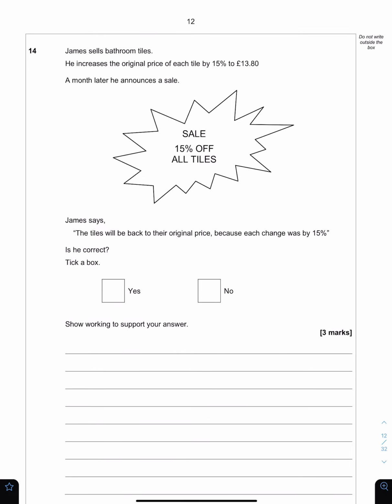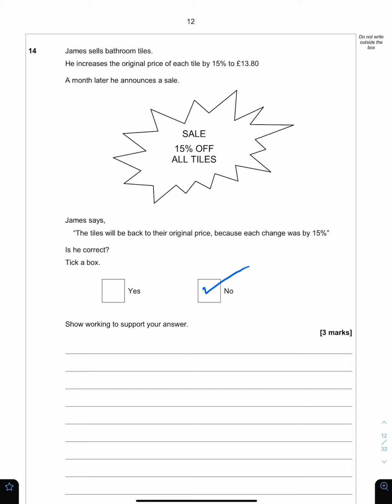Next, James sells bathroom tiles. He increases the original price of each tile by 15%, and that goes up to £13.80. A month later, he announces a sale. Sale is 15% off all tiles. Okay. James says the tiles will be back to their original price because each change was by 15%. Okay. Is he correct? No, he's not going to be correct.